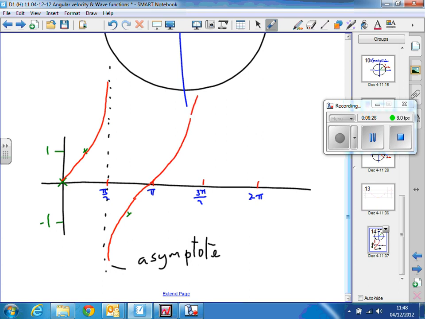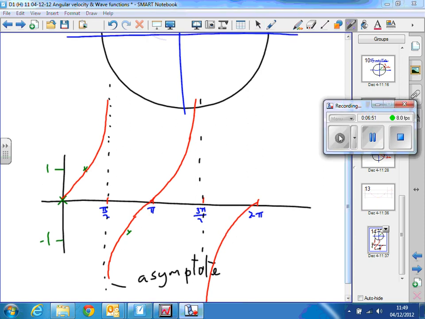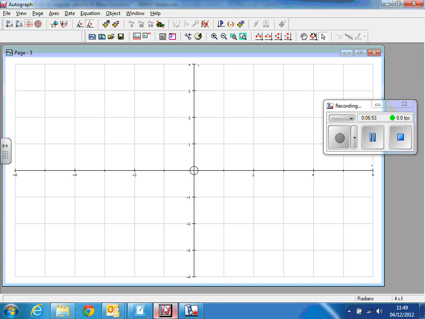Goes up again. There's another asymptote at 270 degrees, so it approaches that line but never crosses it. So my curve's not brilliant there. And then it comes again back from infinity towards there and finishes at 2 pi. That's our tangent wave. So on Autograph, finally, we can type this into Autograph, and you can use Autograph in the assignment, by the way, to plot these things.